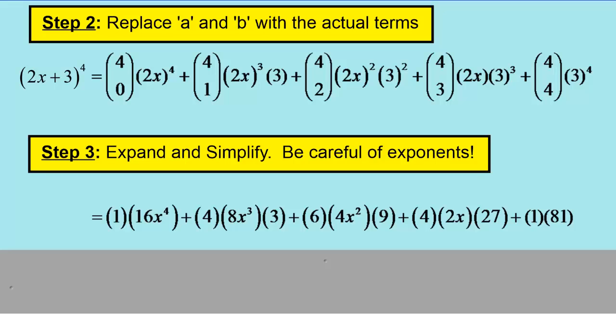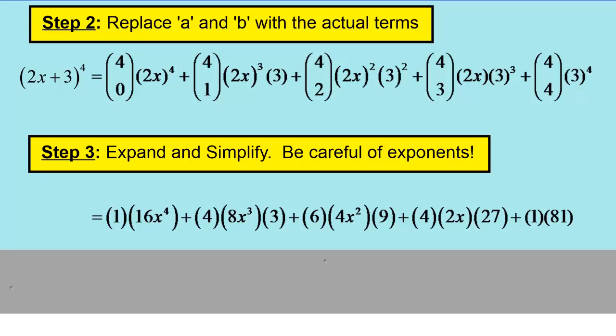4 choose 1 is equal to 4. 2x cubed, remember it's 2x all cubed, so 2 cubed is 8, and x cubed is x cubed, and then multiply by 3. 4 choose 2 is 6. 2x all squared is 4x squared, and 3 squared is 9. 4 choose 3 is 4. 2x is 2x, and 3 cubed is 27. And 4 choose 4 is 1, and 3 to the exponent 4 is equal to 81.